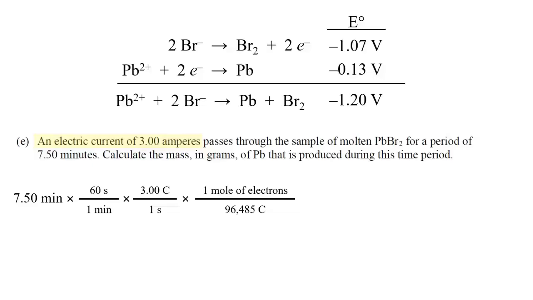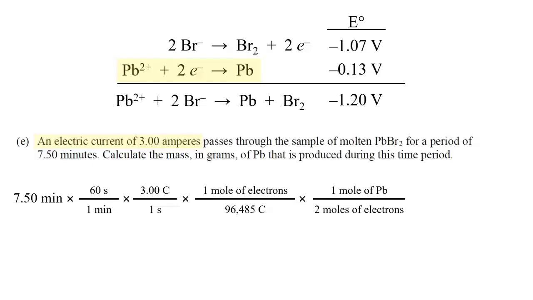Now, here is the half reaction involving the formation of lead. So we're trying to figure out the mass in grams of lead that is produced during this time period. And there are 2 moles of electrons gained for every 1 mole of lead that is formed. So 1 mole of lead for every 2 moles of electrons. So we've gone from minutes to seconds. We've gone from seconds to coulombs of electric charge. We've gone from coulombs of electric charge to mole of electrons. And then from moles of electrons to moles of lead.